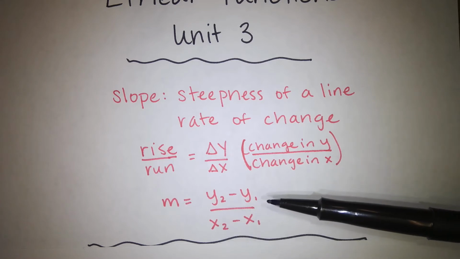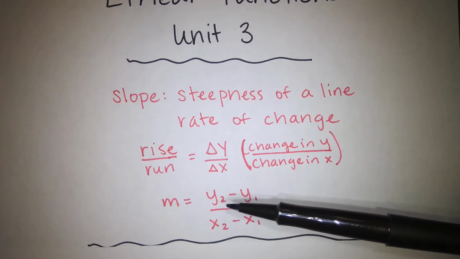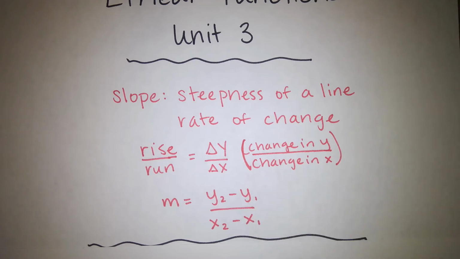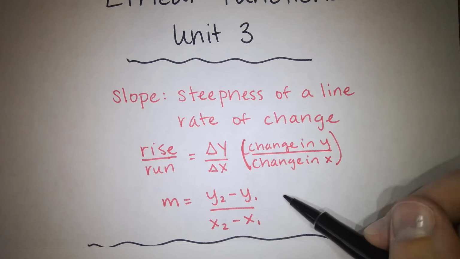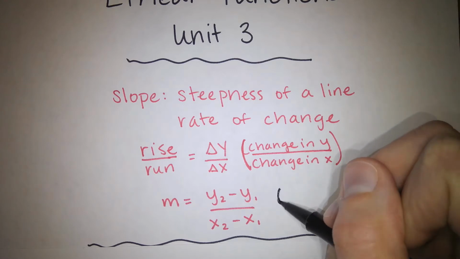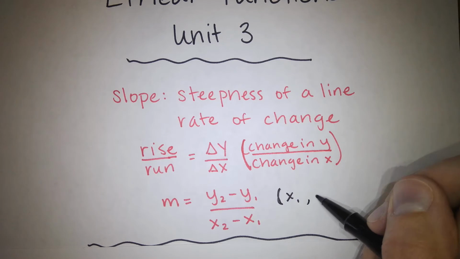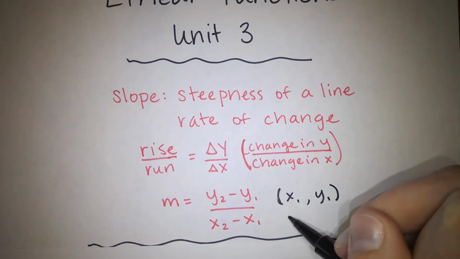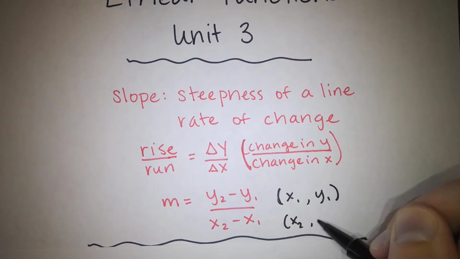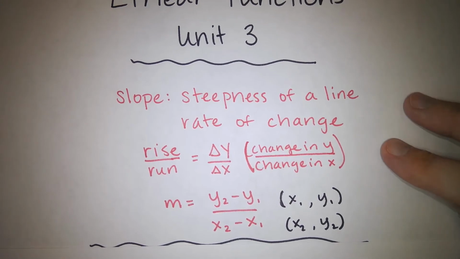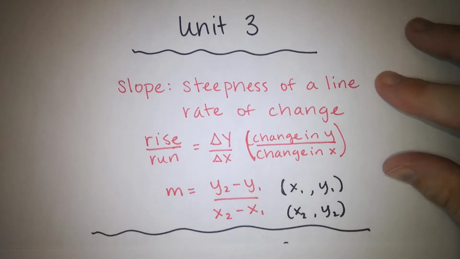And our slope formula is m equals y sub 2 minus y sub 1 over x sub 2 minus x sub 1, and that is, of course, when we have two points that we would label x sub 1, y sub 1, and x sub 2, y sub 2. So we need at least 2 points to find the slope, and we're going to need that whether it's on a graph, on a table, or just as points.